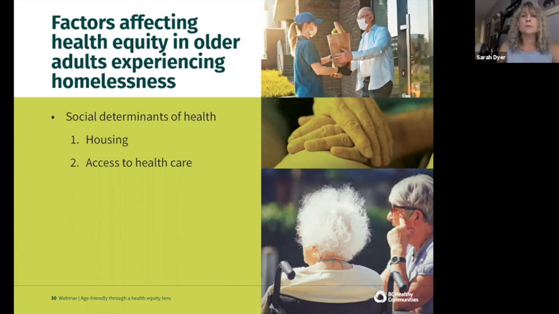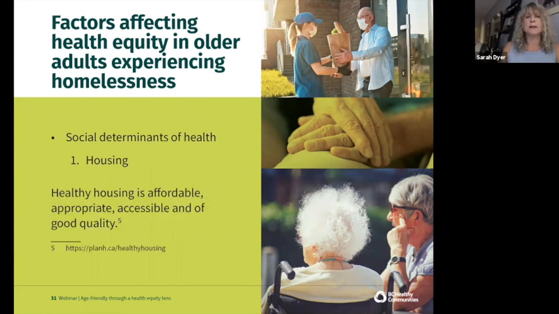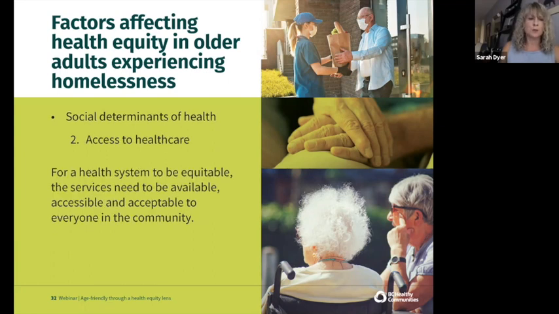Okay, so I'm going to talk about two key determinants of health relating to homelessness. So housing and access to healthcare. For housing, you can go to the next slide, please. Housing is not just about shelter over one's head. It affects our ability to gain employment and access to healthcare, among many other things. But healthy housing is affordable, appropriate, accessible, and of good quality. And healthy housing leads to reductions in things like illness and preventable injuries, for example, and it can positively contribute to our health. So on to the next slide for the next factor.